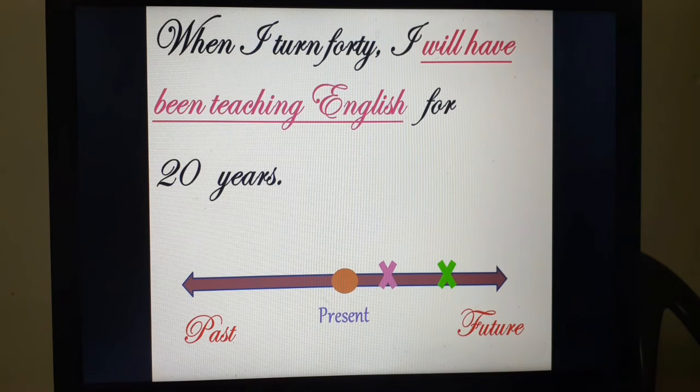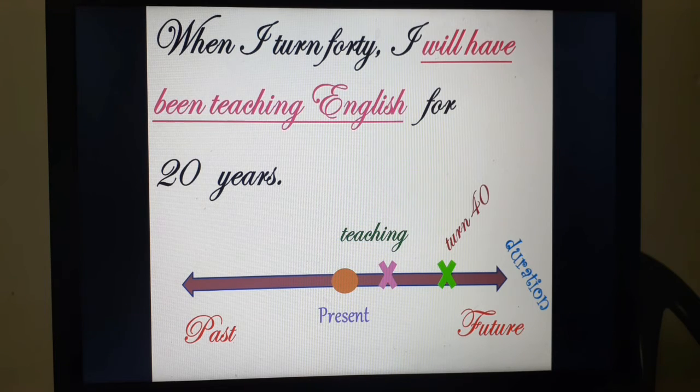Let's look into an example. When I turn 40, I will have been teaching English for 20 years. In the timeline, it looks like this. As you can see, an event of teaching will continue until another event of my turning to 40 years comes, eventually giving more importance to the duration.